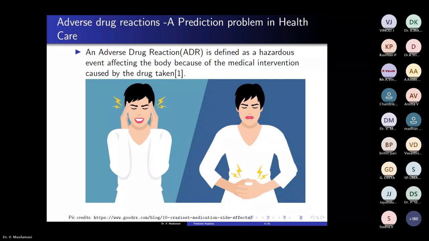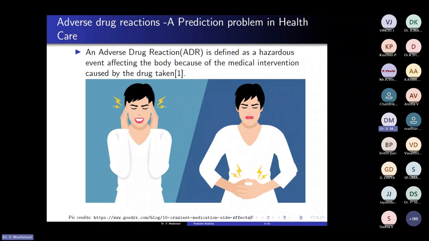Right. So we understood what predictive analytics is. Given the historical data, predicting what is going to happen in the future is called predictive analytics. And in this lecture today, we will look at one particular prediction problem called the adverse drug reaction problem.